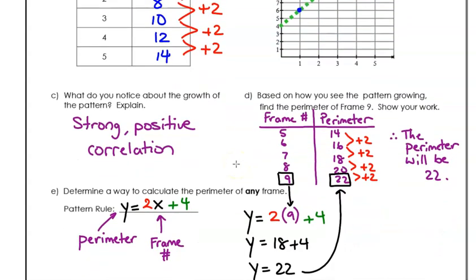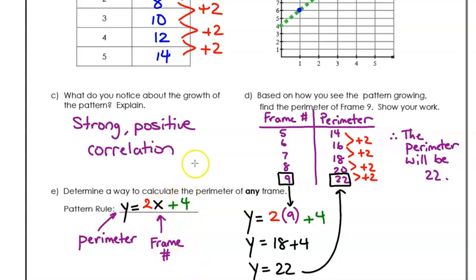Let me show you. So we always start off with the dependent variable y equals, and this is the perimeter. So the perimeter is equal to, take this number that keeps repeating that pattern that we saw, the adding by 2, and stick it right here. Okay, this is going to be what we call the rate of change. Okay, and that's going to multiply our x value. Our x value is our independent variable, which is our frame number.